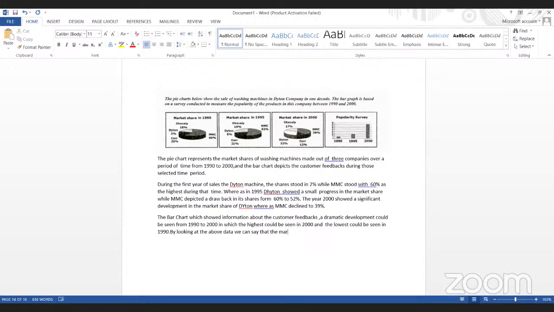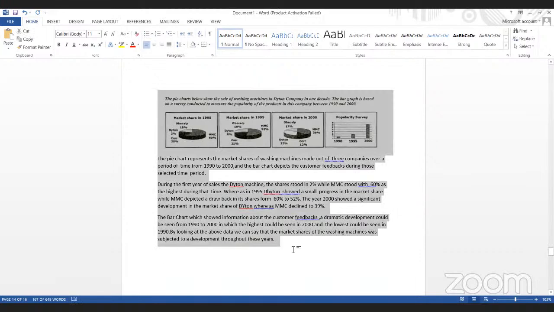the market shares of the washing machines, right? Washing machines was subjected to a development throughout these years. There, I wrote it and finished the task in 167 words.